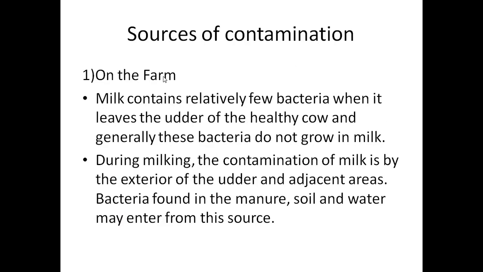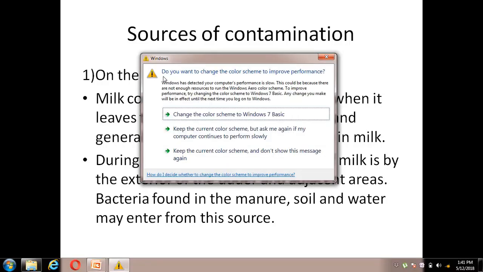Let's see what the reasons are for the contamination by microorganisms on the farm. Milk contains relatively few bacteria when it leaves the udder of a healthy cow, and generally these bacteria do not grow in the milk. During milking, the milk is contaminated by the exterior of the udder and the adjacent areas. Bacteria found in manure, soil, and water may also enter from this source.